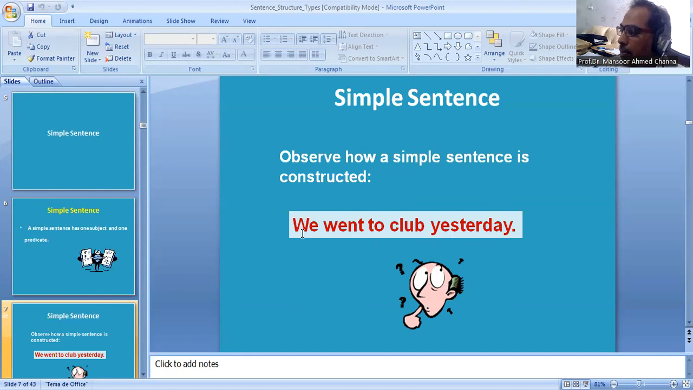We is the subject, they are the action taker. Went to club yesterday is the predicate. Means two parts if we divide, we went to club yesterday, we is subject, went to club yesterday is the predicate.